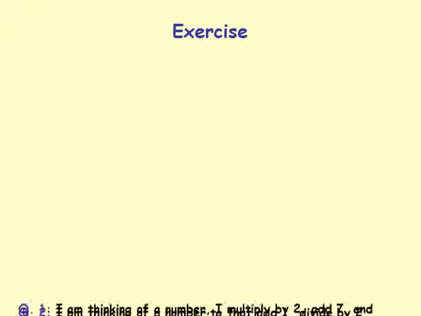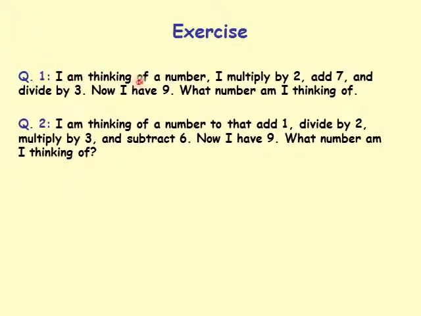Let's do some exercises here. Question 1. I'm thinking of a number. I multiply by 2, add 7, and divide by 3. Now I have 9. What number am I thinking of? Here, if you look at the turns, I multiply by 2. So let's say multiply is a left turn. When we come back with the reversal method, we would be dividing by 2. Here I add 7. When we come back, equivalently, we would subtract 7. And in the end we divide by 3, so we would multiply by 3 first.